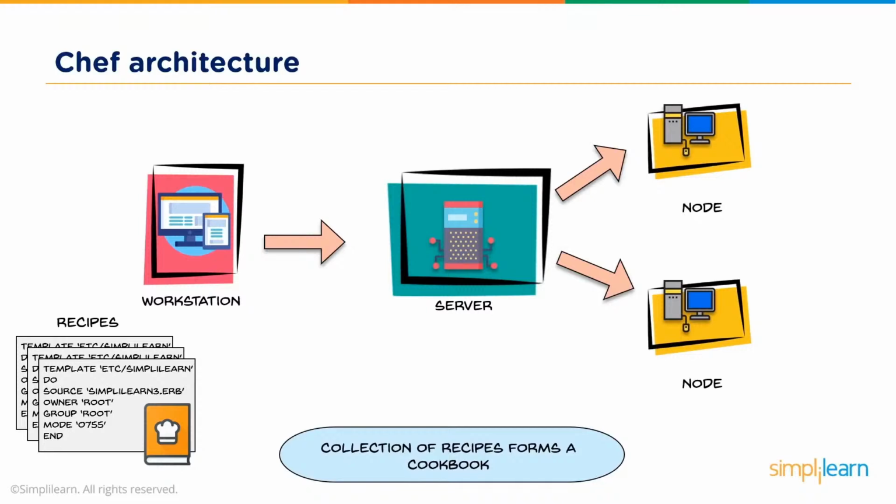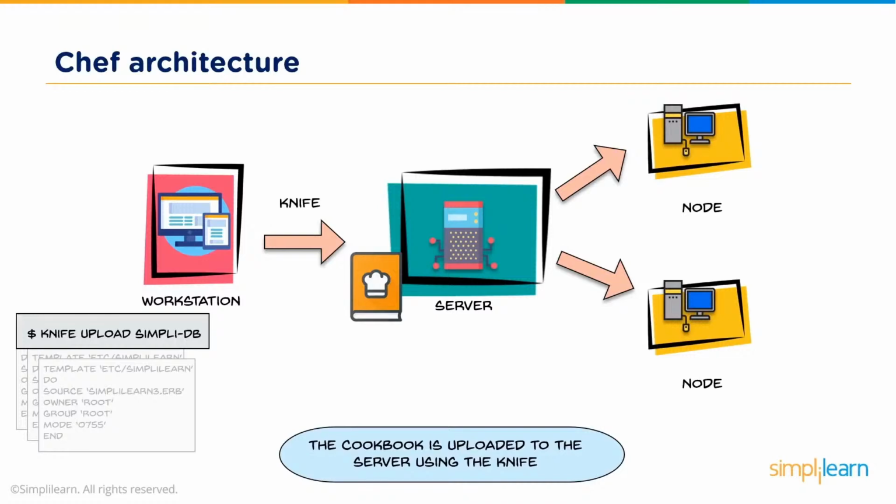So if you look at the recipe, in source you have Simplilearn 3.erb. ERB is the extension for your Ruby files. The cookbooks are only created at the workstation. They now need to be sent over to the server where they are stored, and this is the task of the knife. Knife is a command line tool which is responsible for transferring all your cookbooks onto the server from the workstation. Here's the command for running your knife: knife upload simply-db, where simply-db is the name of the cookbook.